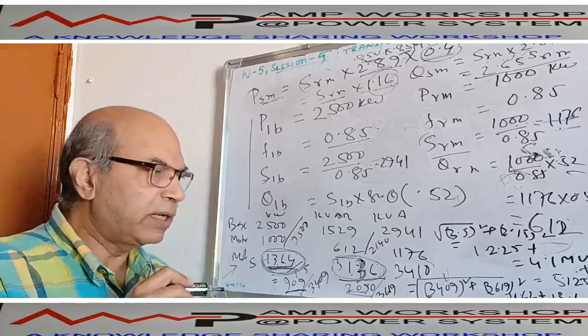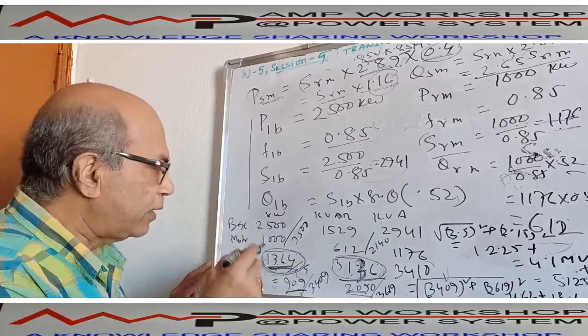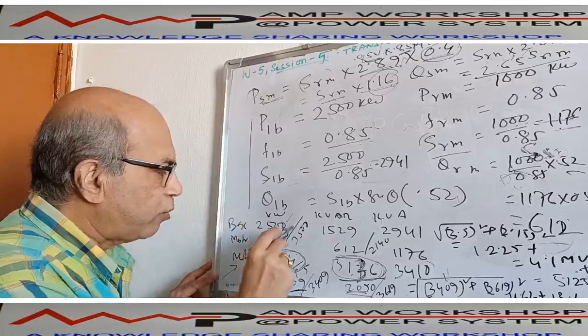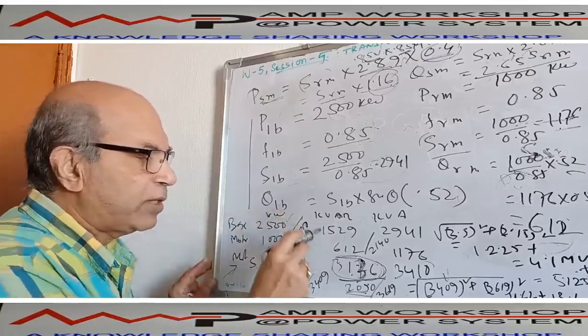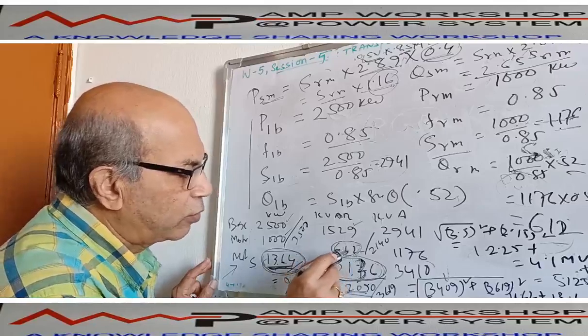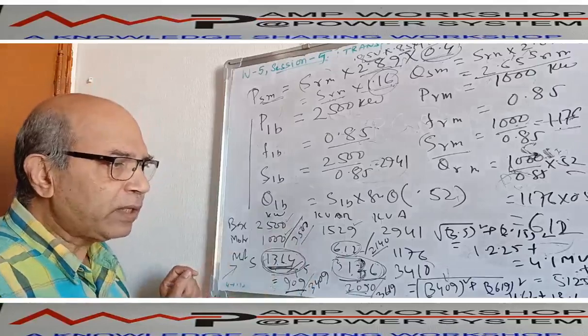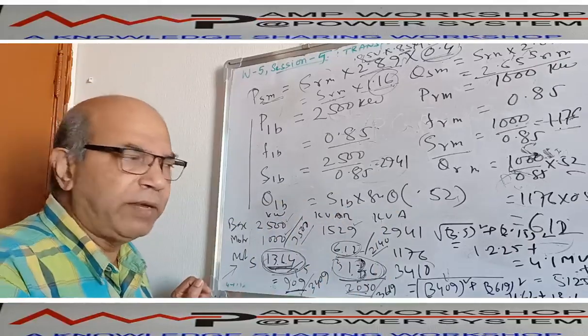So during running, what is happening? How much kilowatt is required during running? That is the base kilowatt plus motor kilowatt, 3500. How much kVA is required? 1529 plus motor running kVA 610 is 2140. That is for the running condition.